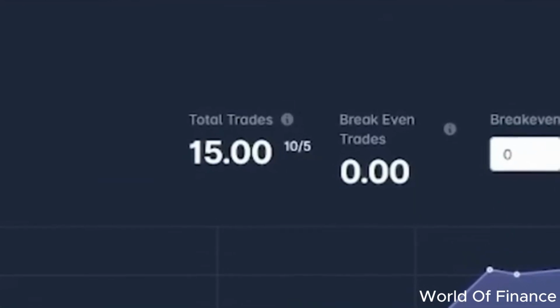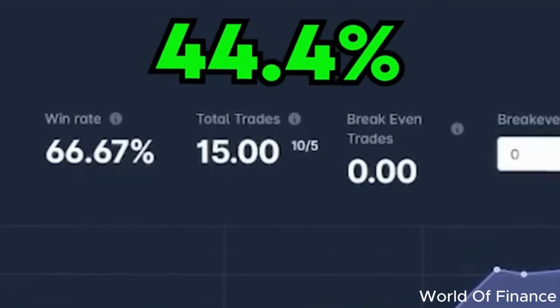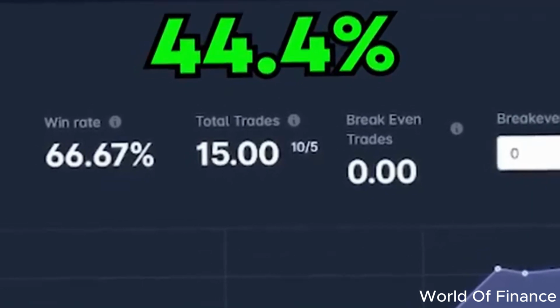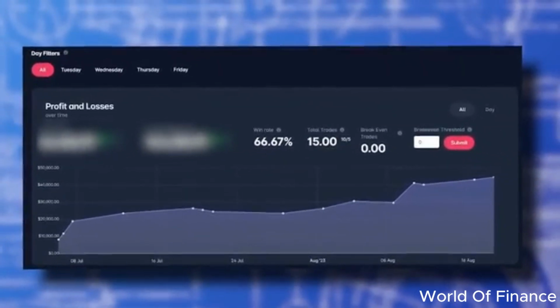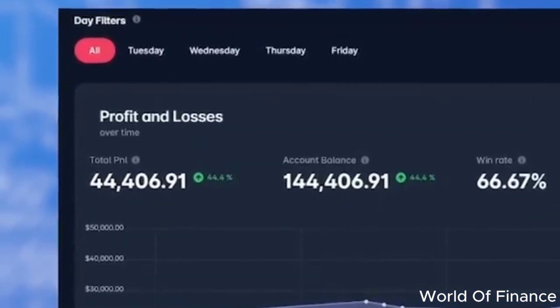Within these 15 trades, it had a win rate of 66.67% and had a total profit rate of 44.4%, which means if you started with $100,000, you would have made $44,406.91.